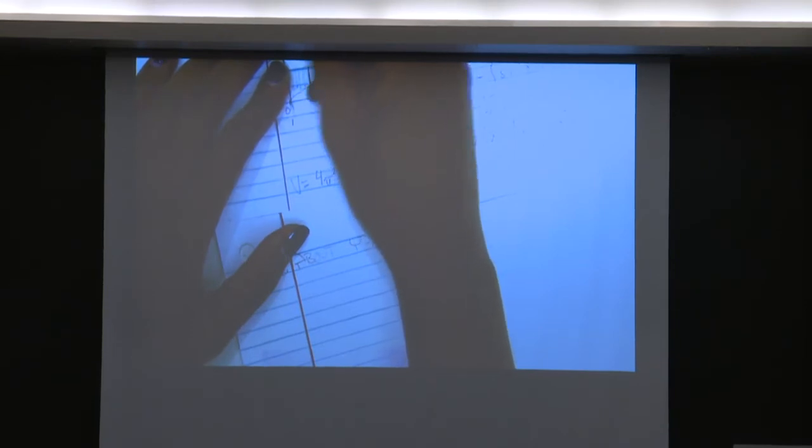So from here, this is my height. The height of my solid is this, right? So let me double check myself. Oh, no. This is my height.